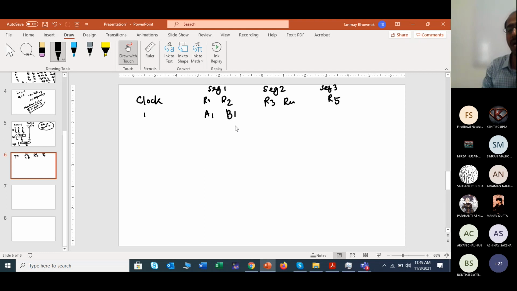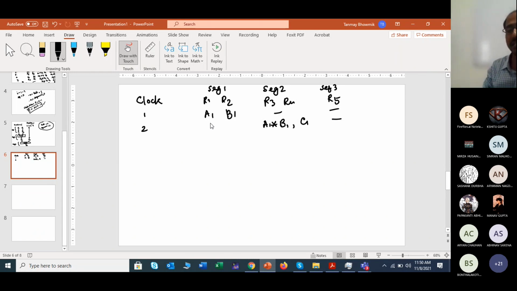So right now your R1 and R2 are just holding the result, right? So that means segment 2 will not do anything, segment 3 will not do anything. On the second clock pulse, A1 and B1, which were held in R1 and R2, will be multiplied now. So your R3 will hold the multiplication result of A1 and B1, and your R4 will hold C1.